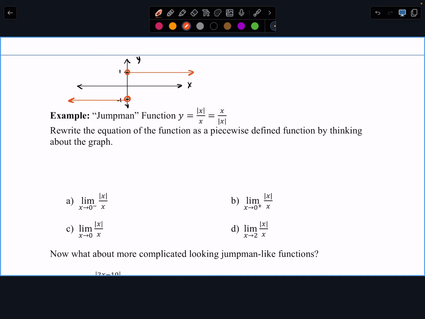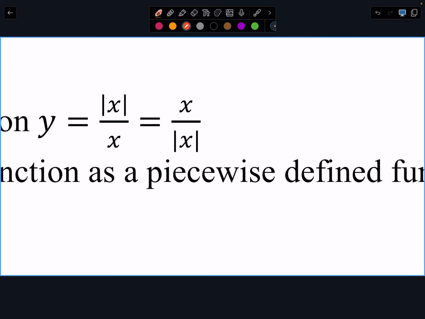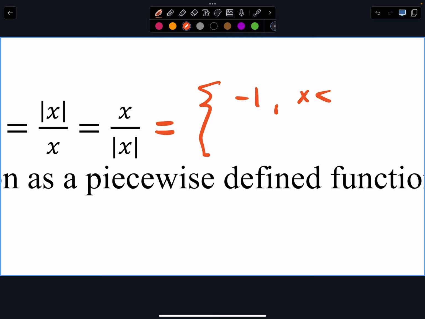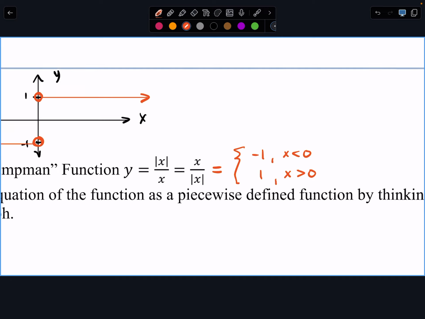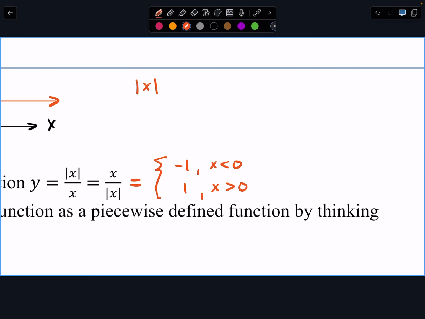It's Jumpman. Okay, now we could also write this function, and I'm going to get into why these two are equal to each other in a second, as a piecewise function, right? So y is equal to -1, like we were just saying to figure out the graph, whenever x is less than 0, or +1 whenever x is greater than 0. Now these two ways of representing the rule for this function are the same because, do we remember another representation of absolute value of x?